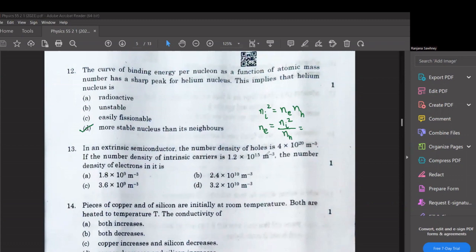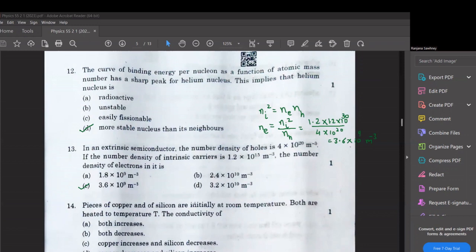Ni is given 1.2 into 10 raised to the power 15 minus 1.2 into 1.2 into 10 raised to the power 15 square will be 30 upon 4 into 10 raised to the power 20. On simplifying it, you get 3.6 into 10 raised to the power 10, into 10 raised to the power 9 per meter cube. So the correct option is C.